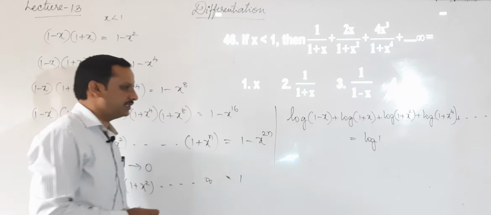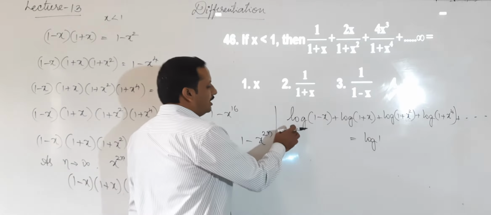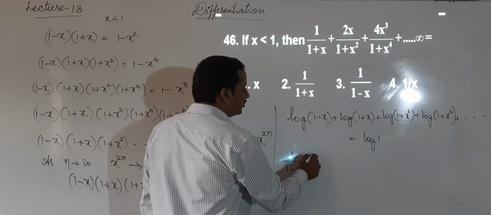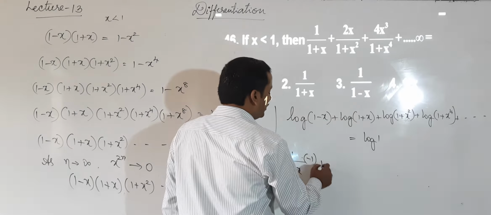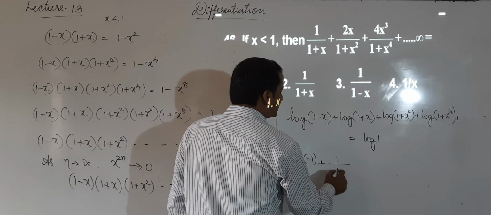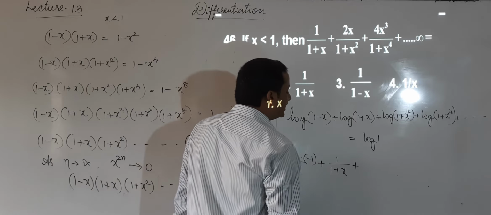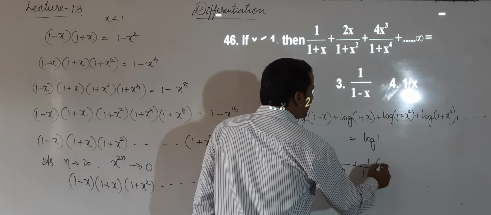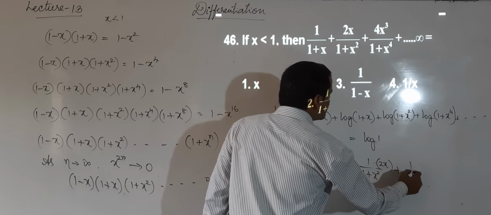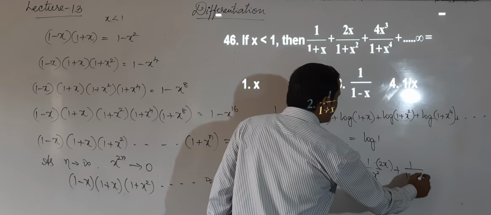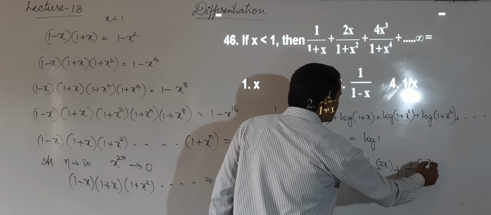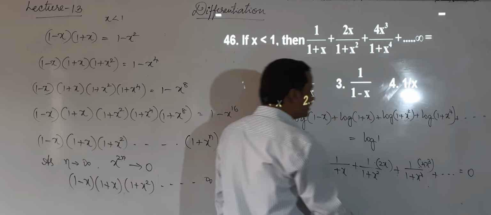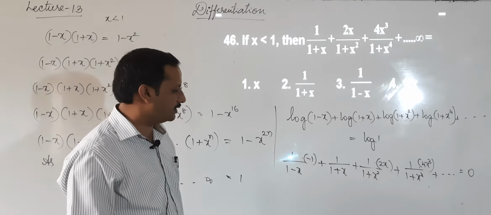Now differentiate this, differentiating with respect to x. Derivative of log 1 minus x is 1 by 1 minus x into the derivative of 1 minus x, which is minus 1, plus derivative of log 1 plus x is 1 by 1 plus x, plus the derivative of log 1 plus x square is 1 by 1 plus x square into 2x, plus 1 by 1 plus x power 4 into 4x cube and so on. On RHS log 1 is there, which is 0, and its derivative is also 0.